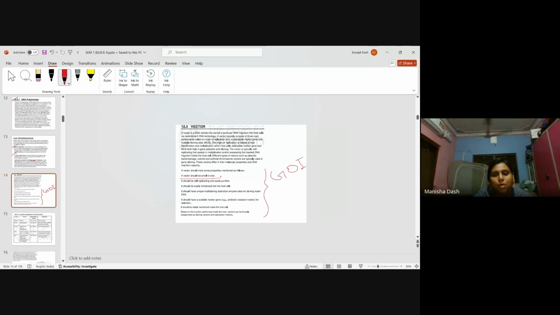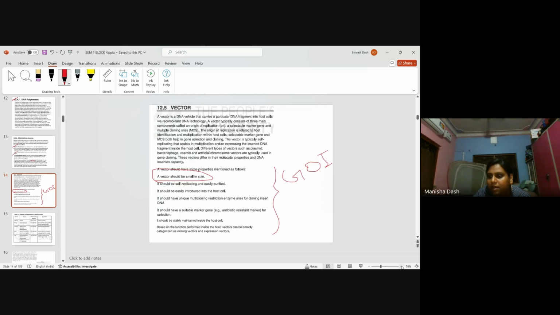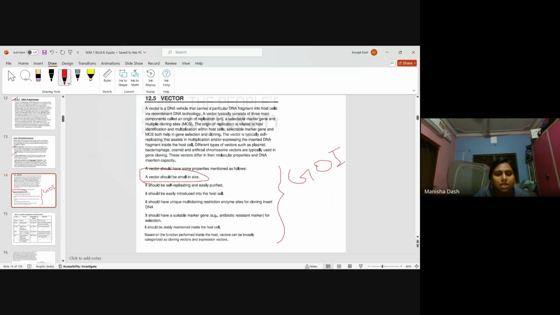First, a vector should be small in size. For convenience, the vector must be smaller in size so that it can be easily handled, and the insertion could be easier. Okay, because it is really difficult to insert something that is huge or big in size. Then it must be self-replicating and it should be able to be purified easily. This is also a nucleic acid, but it is different from the genomic DNA. Okay, so this is the plasmid DNA.